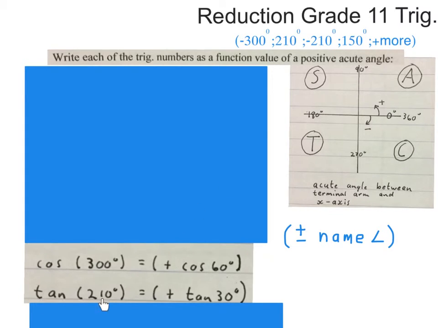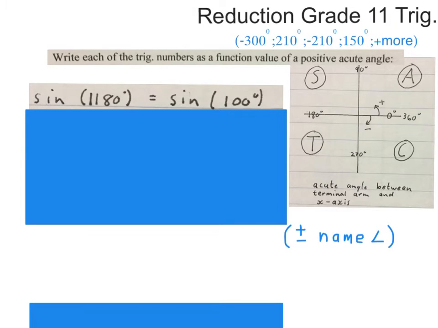Next one is tan 210. Start at naught. Go past 180 into this quadrant. That's 210. How far am I from 180? I minus the 180 on my calculator from 210. That gives me 30. That's why I wrote a 30 here. I'm in the tan quadrant. That's why I wrote plus tan 30.